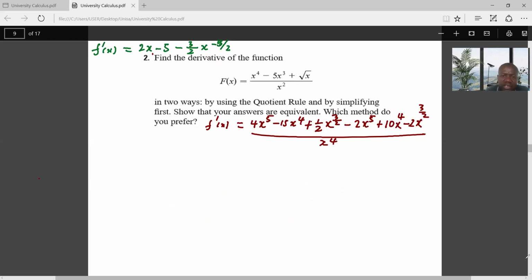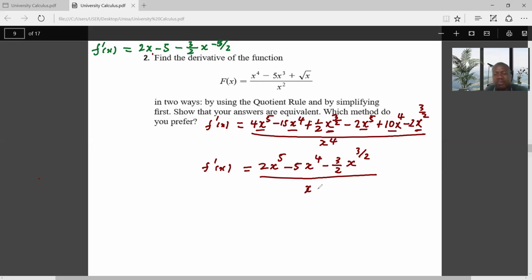So let's do the simplification. Simplifying this, we're going to have f prime of x. Then we group the like terms. These two are like terms, so this will give us 2x to the power 5. These two also are like terms: minus 15 plus 10 is minus 5, x to the power 4. These also are like terms, so half minus 2 will give us negative 3 over 2, x to the power 3 over 2. Then everything is divided by x to the power 4.